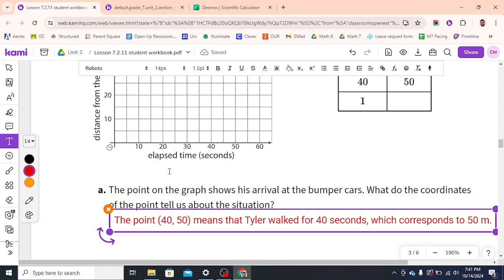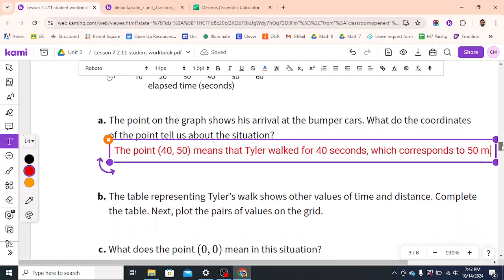Because sometimes when we are taken for a walk or even running or things like that, we would say, oh, I walked or I ran for 10 minutes. And then we can say, in that 10 minutes, I got this distance. All right, let's see. The table representing Tyler's walk shows other values of time and distance. Complete the table. Next, plot the pair of values on the grid.